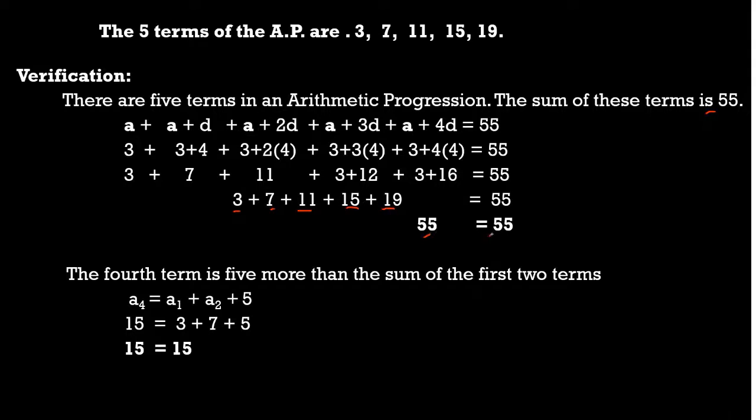Now second condition is the fourth term is 5 more than the sum of the first 2 terms. A4 is equals to A1 plus A2 plus 5. Substitute the values of our terms. A4 is 15 is equals to A1 is 3 plus A2 is 7 plus 5. 3 plus 7 plus 5 is 15. So second condition is also correct.